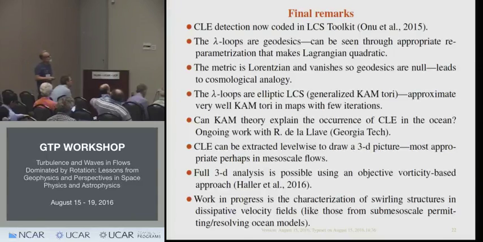A work in progress is the characterization of swirling structures in dissipative velocity fields, like those that are evident in vorticity snapshots of some mesoscale-permitting or resolving ocean models, or even the picture of the Great Red Spot in Jupiter, or a hurricane. Those types of things we cannot frame using these techniques. So maybe something else is needed. We're working on that using a probabilistic approach. Okay, and that's all that I have to say. Thank you.